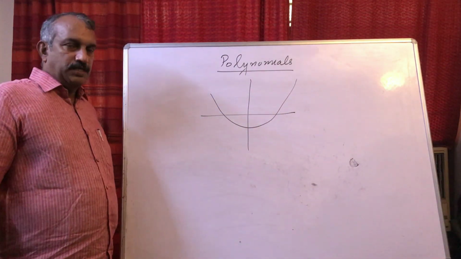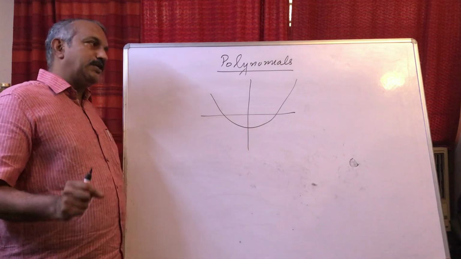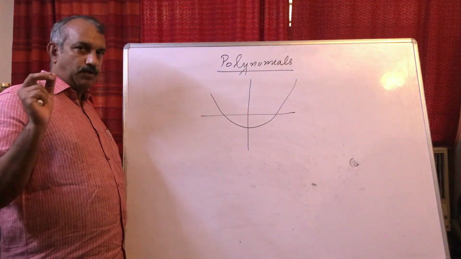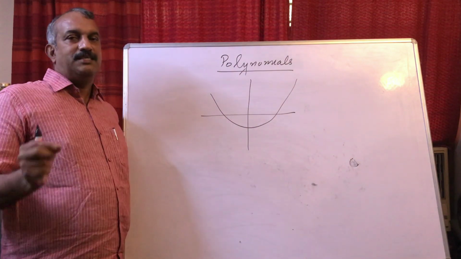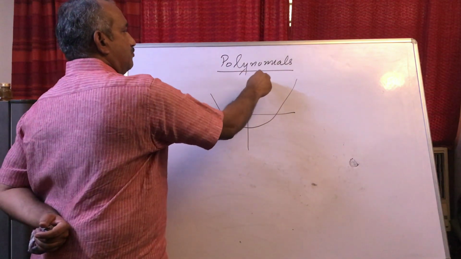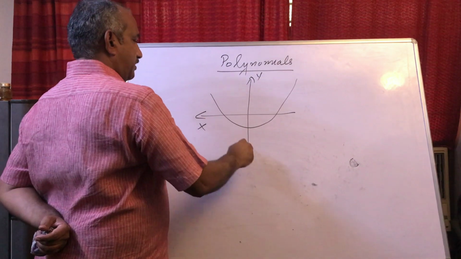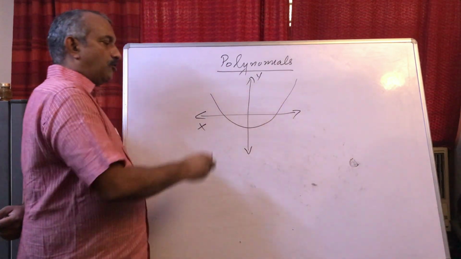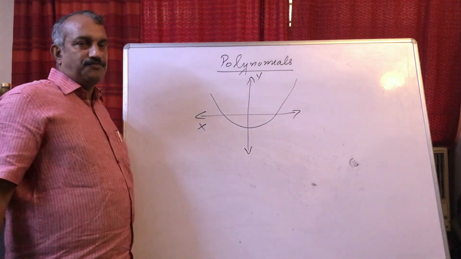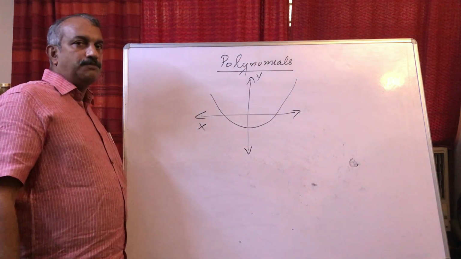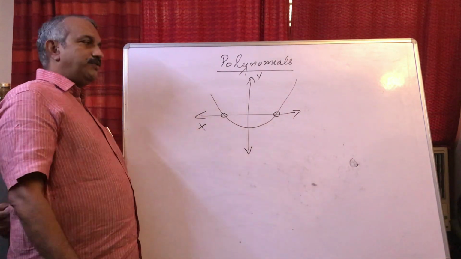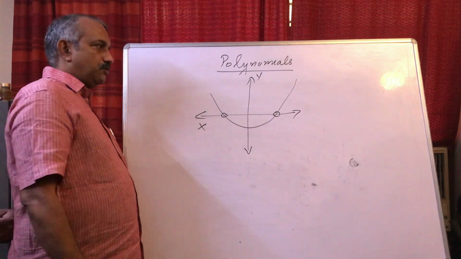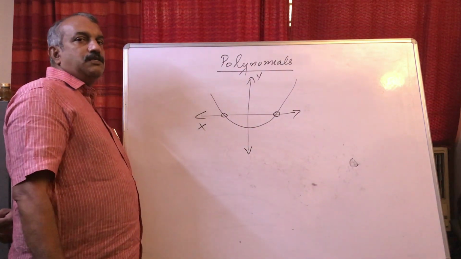The number of zeros of a polynomial in x is equal to the number of points where the graph is intersecting the x-axis. This is y, this is x. Now, at how many points the graph is intersecting the x-axis, you have to see. Here the graph is intersecting at 2 points. So we say the number of zeros of this polynomial is 2.